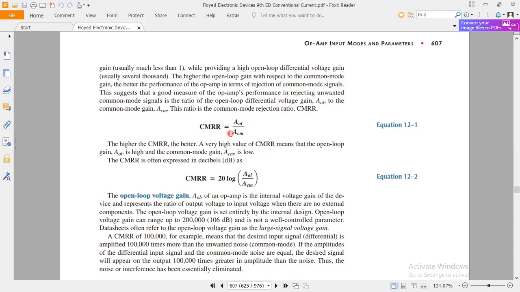And if the value of common mode gain is higher than the value of open loop gain, then the common mode rejection ratio will be low. I think this is a basic concept: if the denominator is high, then the factor would be low, and if the denominator is low, the factor would be high. It's a simple thing; all the people know about this.